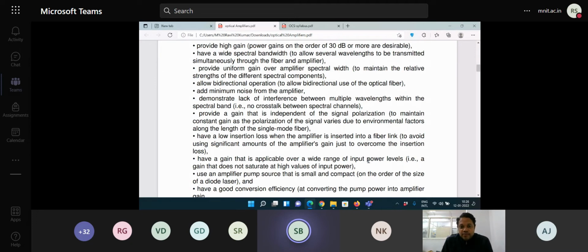And all amplifiers need a pump source. As we go ahead, we'll come to what a pump source is. It is an additional laser source which is used with optical amplifiers. It is better to have a small and compact one. And it's good if the conversion efficiency is good, meaning the power efficiency of the amplifier should be good.